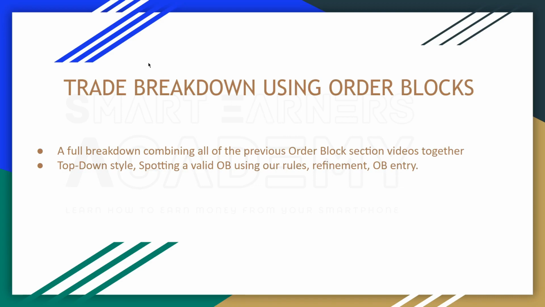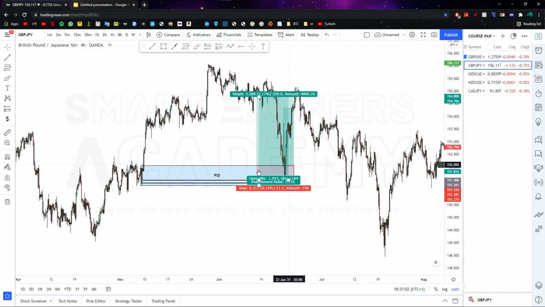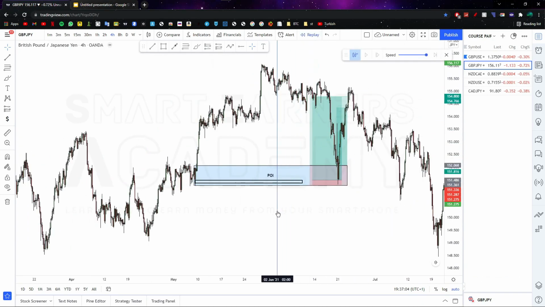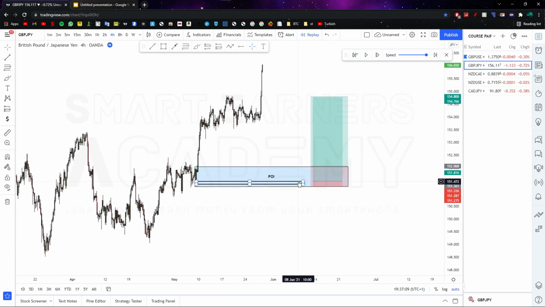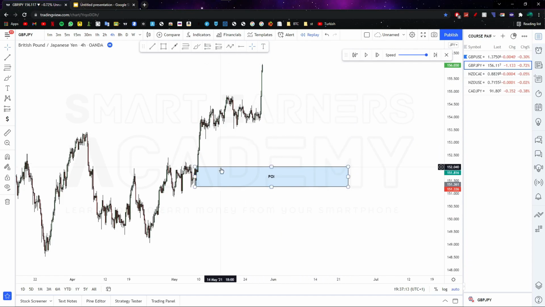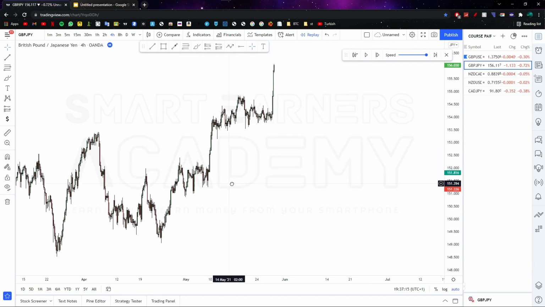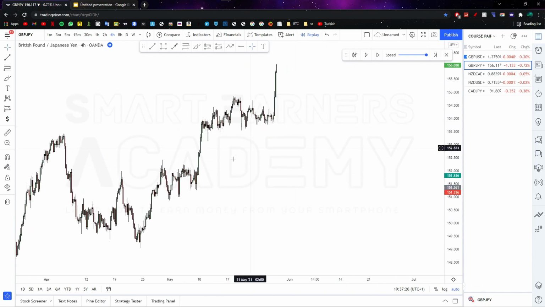And this would have been a previous trade that we would have taken, so let's just go through it now. This was the same example from the order block refinement video, but now we're going to take a step back and look through the order block rules. We're going to see how exactly I spotted this order block, whether it was valid or not, and I'm just going to break down the thought process behind taking this trade.